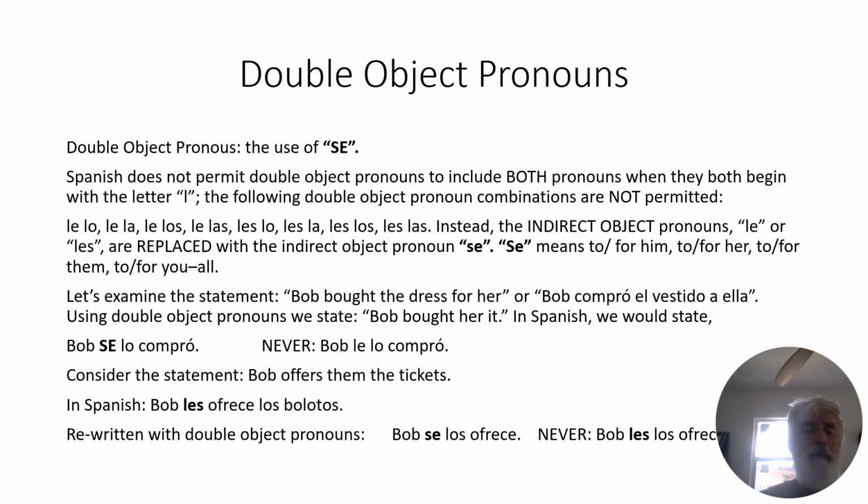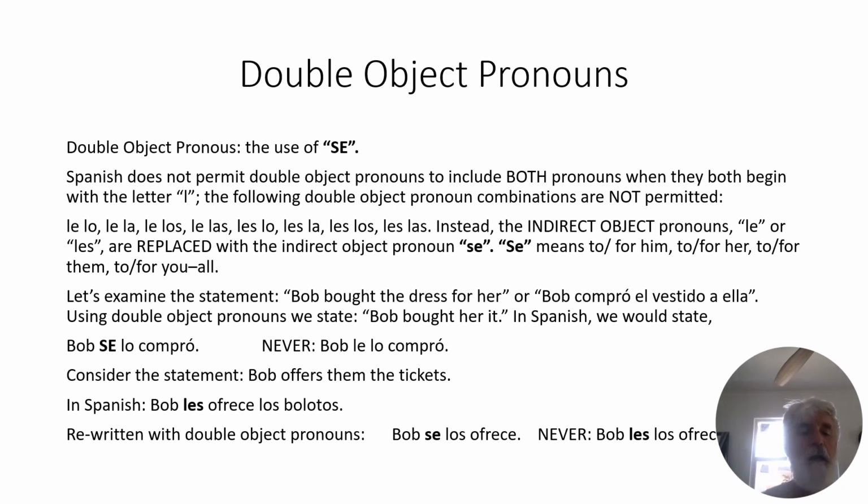All right, not Bob le lo compró. Again, le would mean to her or to him. In this case, we want to her, that would be le. But you cannot have two object pronouns that begin with L. You always sacrifice the indirect object pronoun le or les, and you change it to se. So you would never have Bob le lo compró. I hope you understand it.